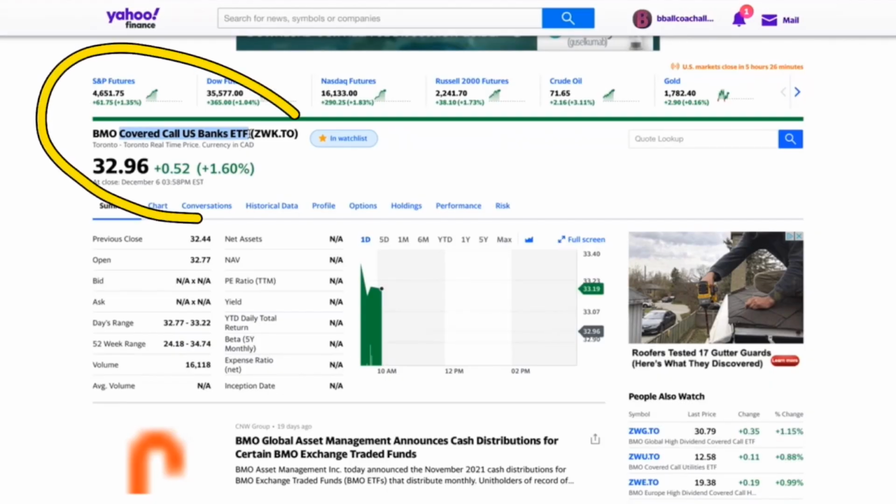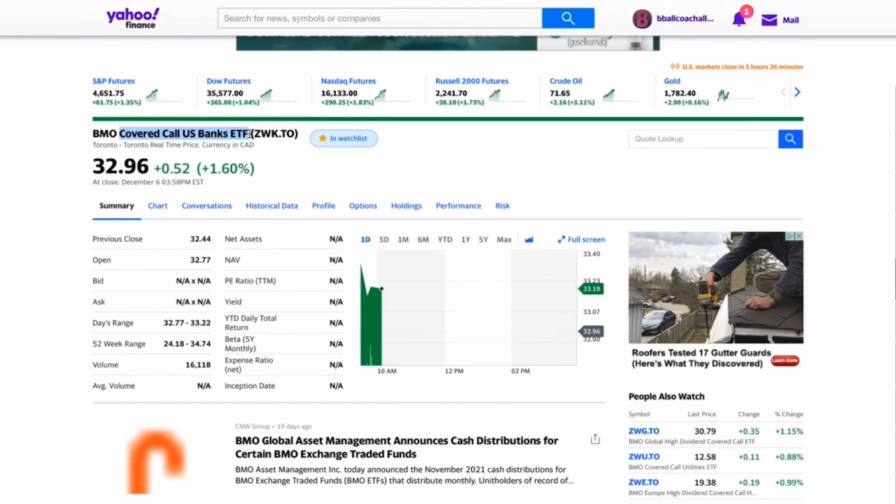And then there are BMO covered call ETFs. It's not just BMO, this is a Canadian ETF, but covered call ETFs. What are these? What are they about? Why are they so expensive? Well, covered call ETFs are usually pretty expensive, 0.7% on average, depending on which one.